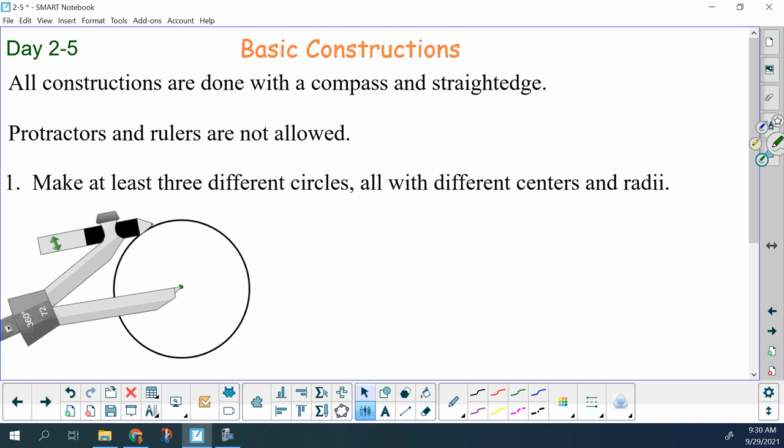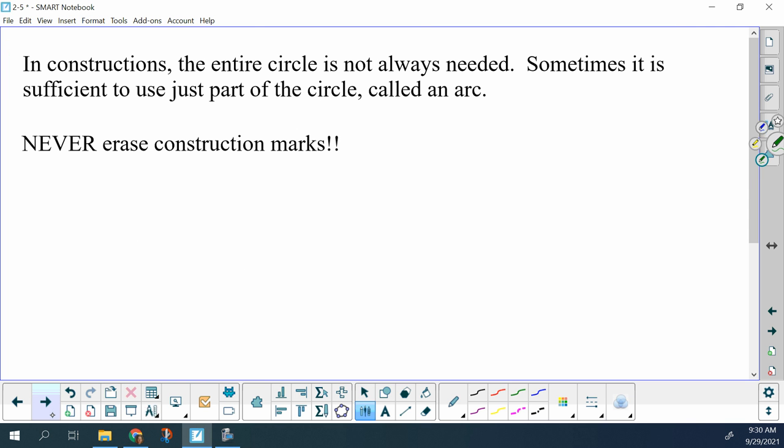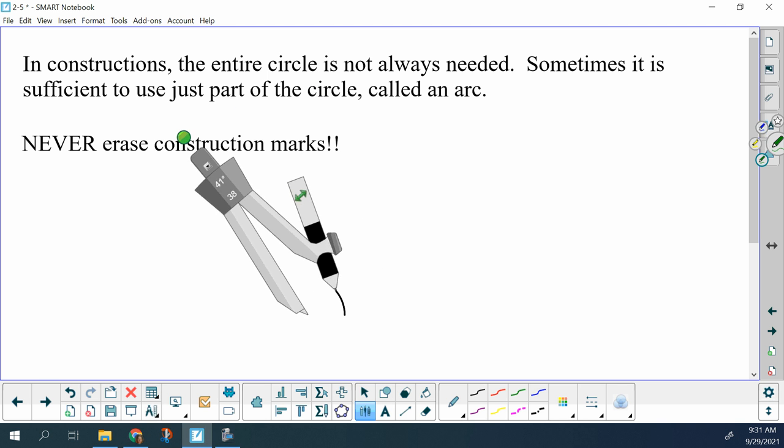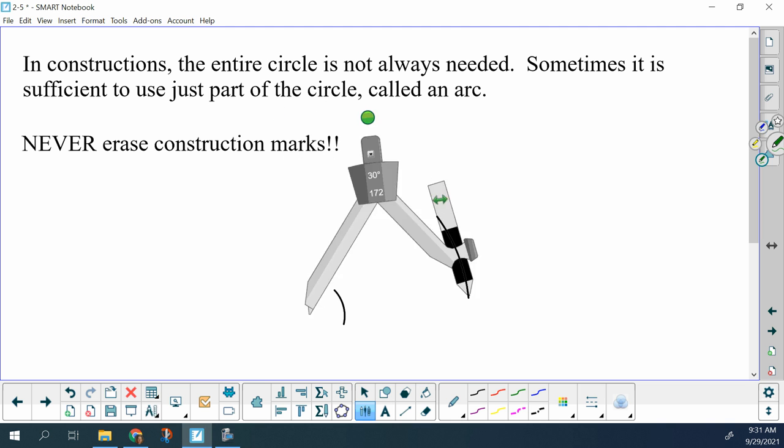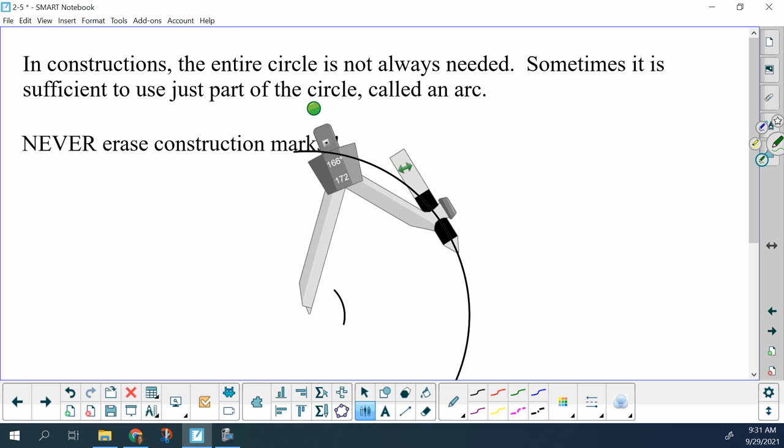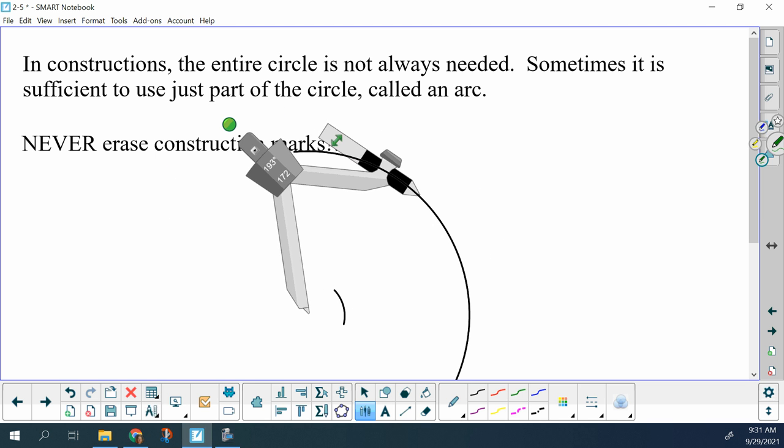All right, everyone got it? Got to slow down? All right. Sometimes we're not going to use the whole circle. Sometimes we're just going to do a small part of a circle called an arc. So if I say make an arc, I might mean a small piece. Or I could say make a semicircle, in other words, half a circle. All right? So it depends on what we want.